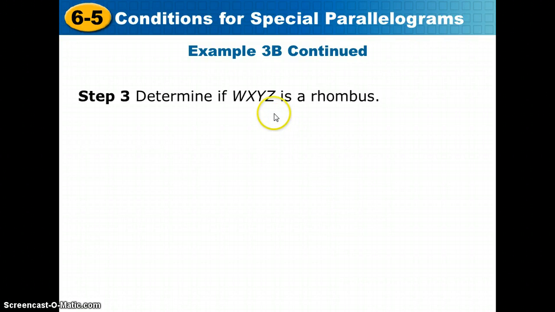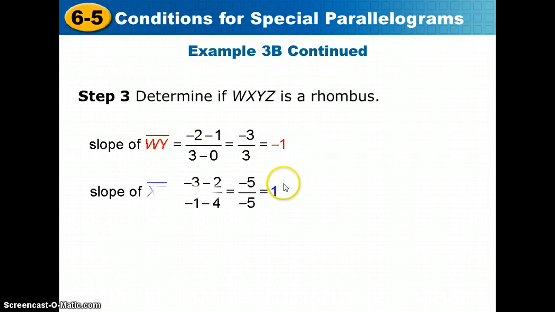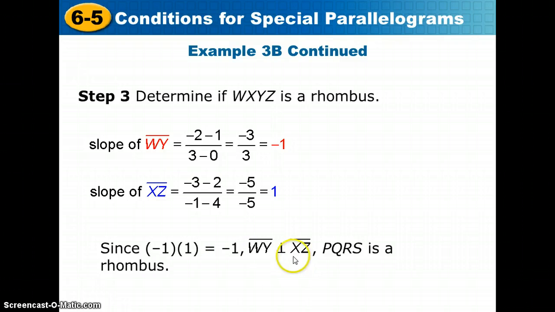So let's determine if WXYZ is a rhombus. We're going to check the slopes of the diagonals. The slope of WY is -1. The slope of XZ is +1. These are opposite reciprocals of one another. If I multiply 1 by -1, I get -1. That means the diagonals are perpendicular. Therefore, it is a rhombus, and that is the only conclusion we can make.